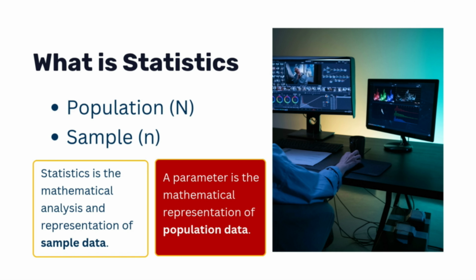So, what is statistics? To understand it, we first need to understand the terms population and sample. What is population? Population is the total data set collected for any analysis, denoted as capital N. And a sample is a subset of the population, denoted as small n. Statistics is the mathematical analysis and representation of this sample data. A parameter is the mathematical representation of population data.